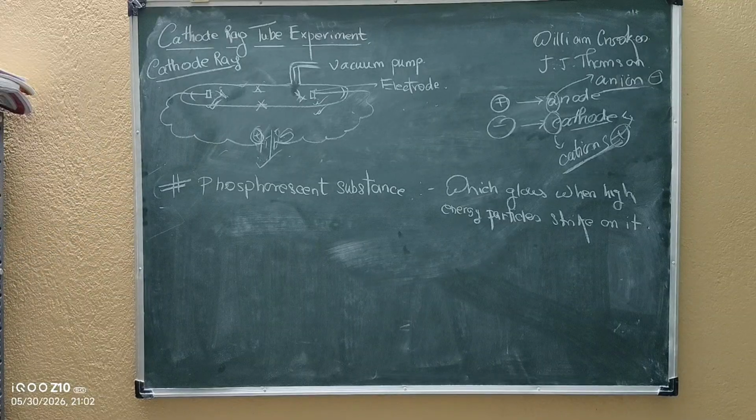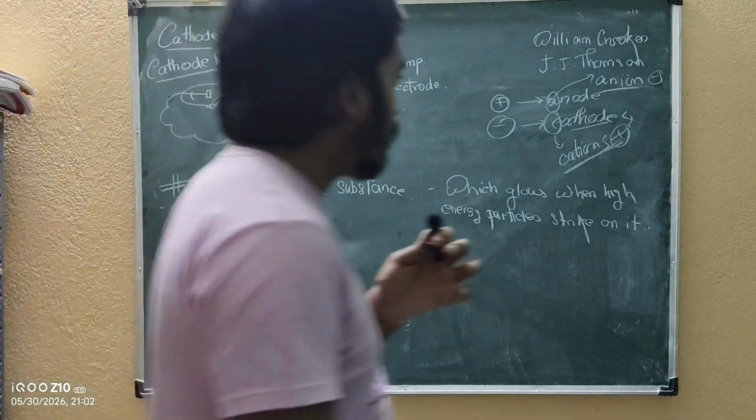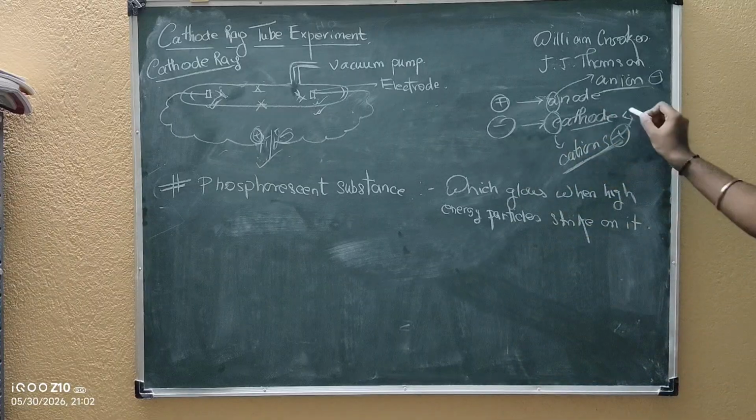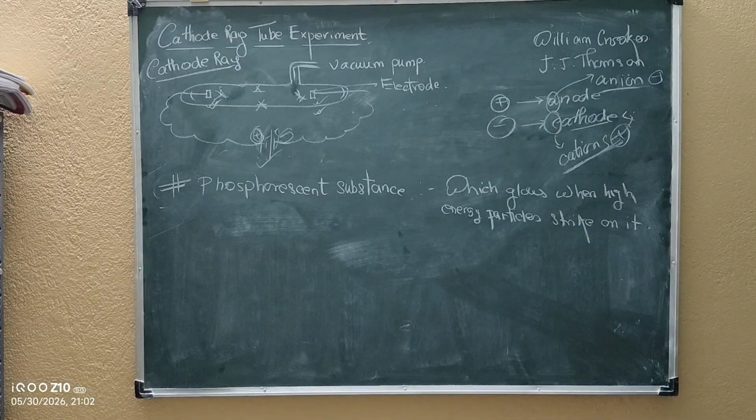So positive charge will always be attracted by the negative charge. Negative charge will be attracted by positive charge. So if cations are the positive charge, then they will definitely go to the cathode, meaning the cathode is negative. So cathode is negative. That is the way you remember.